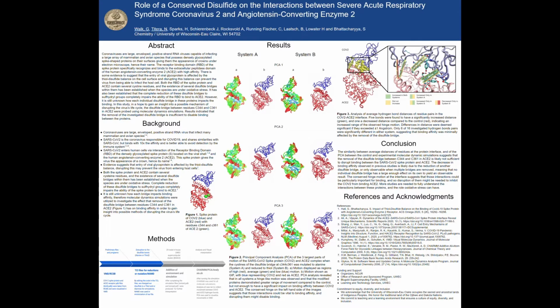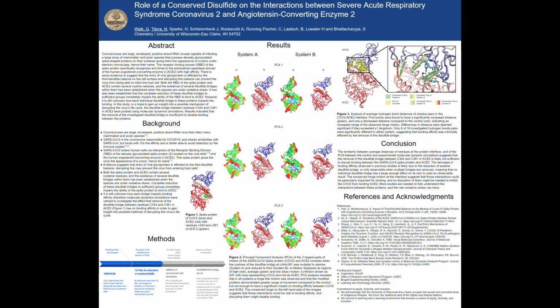One was using principal component analysis, which we used to pick out the largest parts of the motion, so it would be a bit easier to observe what was going on. And the other was a measurement of hydrogen bond distance between important residues at the protein interface, operating under the assumption that greater distances would be an indication of less stable binding. For this, we used a simple script to just pull out the average distances between residues, and then we compared those to a control simulation.